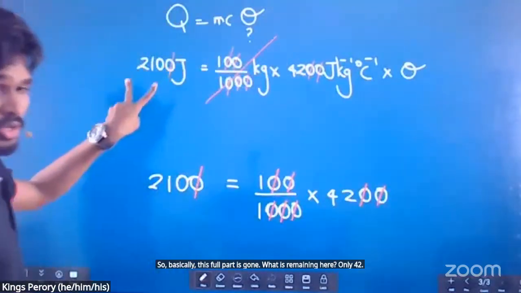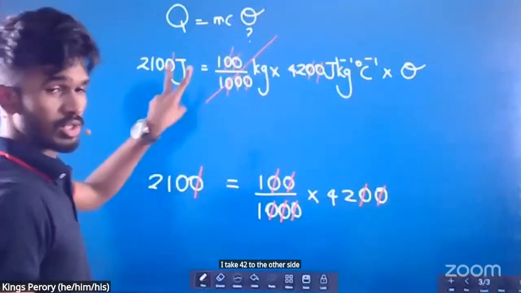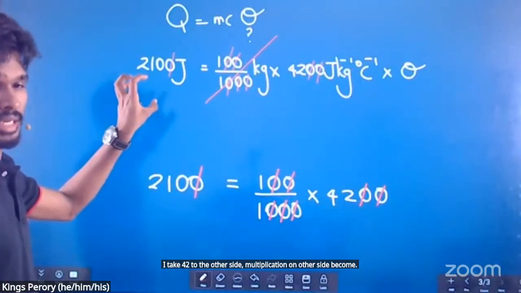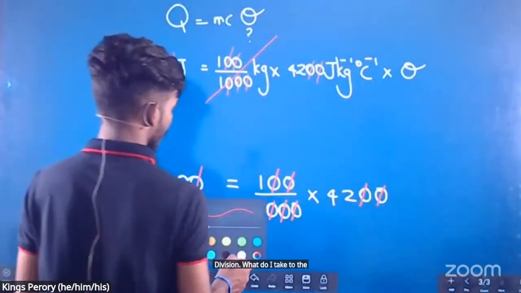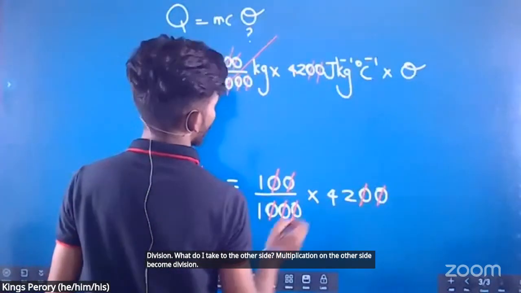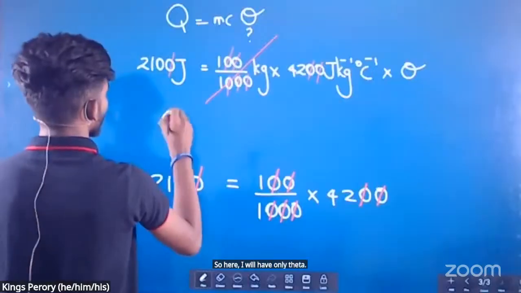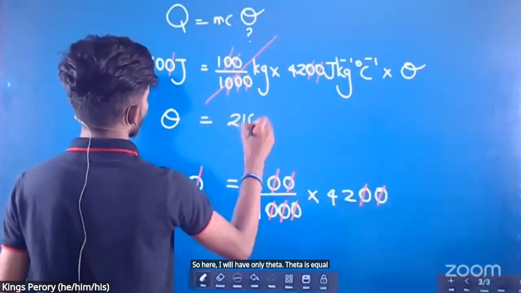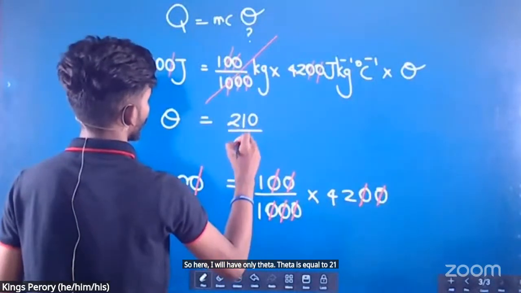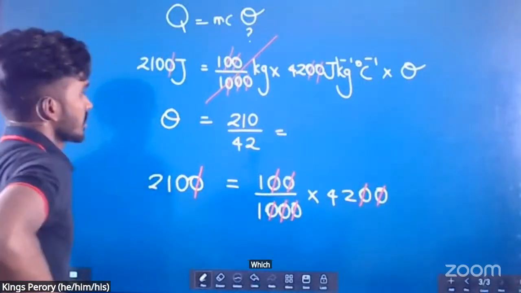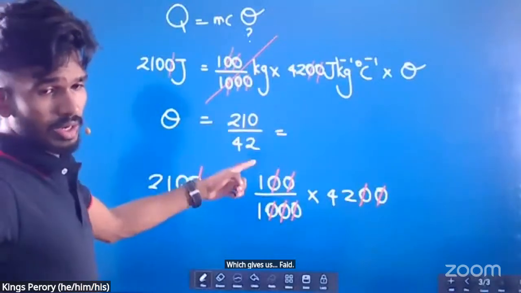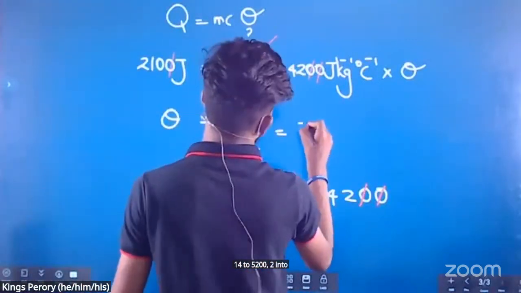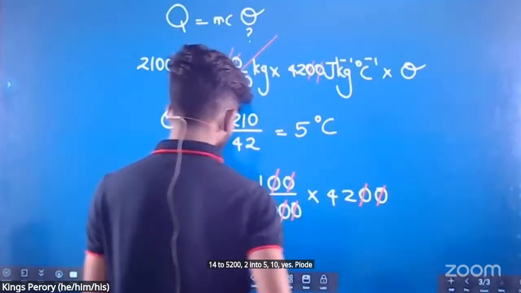I take 42 to the other side. Multiplication on one side becomes division on the other side. So here I will have only theta. Theta is equal to 210 divided by 42, which gives us 5. 40 times 5 is 200, 2 times 5 is 10. Yes, 5 degrees Celsius is your theta value.